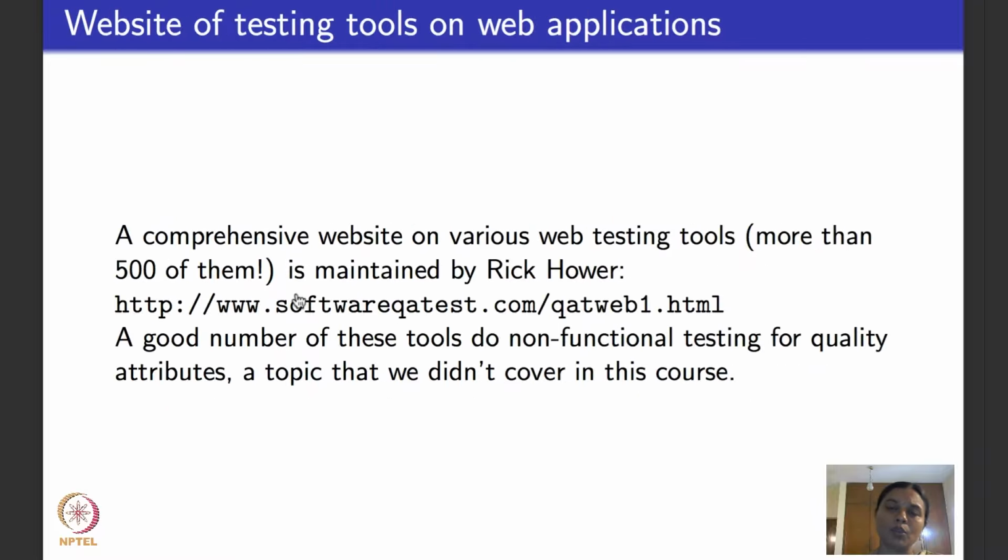Before I wind up this module on web applications testing, I would like to point you to a nice website which maintains various web testing tools. If I know it right, it has more than 500 different web testing tools. I just told you that there are several open problems, and this website has almost 500 tools. So you can imagine the richness of web application testing. What we have done in these 3 lectures is probably just scratch the surface. This is the URL of the website. It's maintained by this gentleman called Rick Hover.